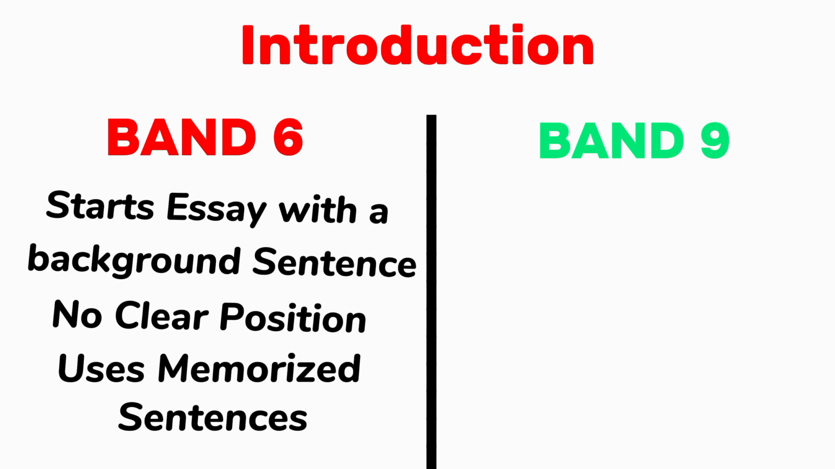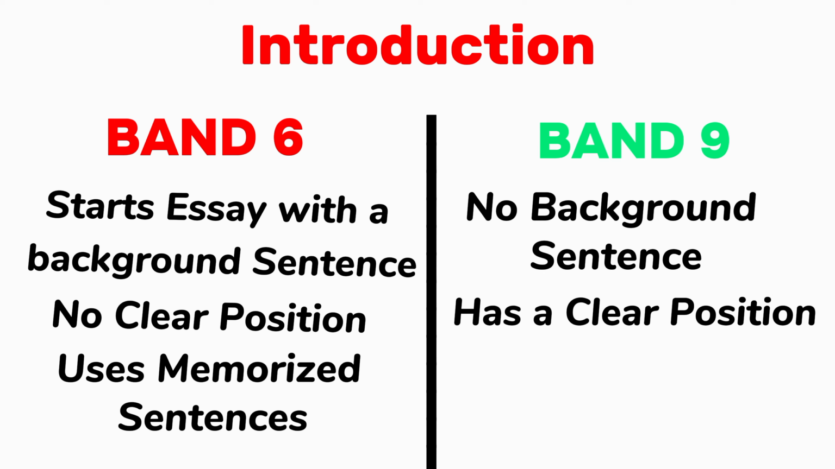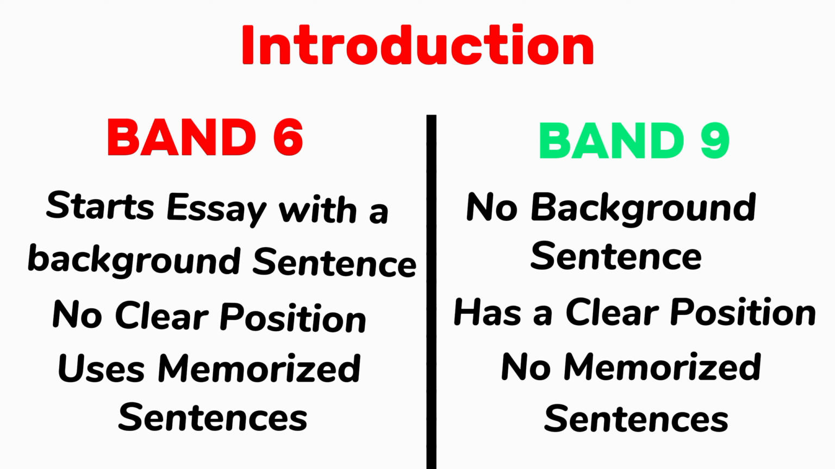A band 9 student doesn't use any background sentence. He simply starts his essay by paraphrasing the question statement. Then he directly answers the question with a clear position. He clearly states that he agrees or disagrees, with a reason. And also he doesn't use any memorized sentences.